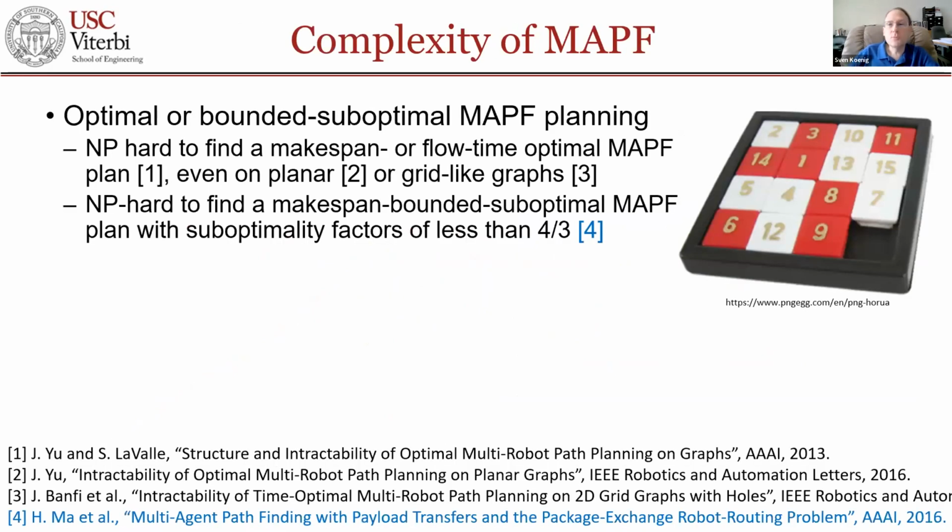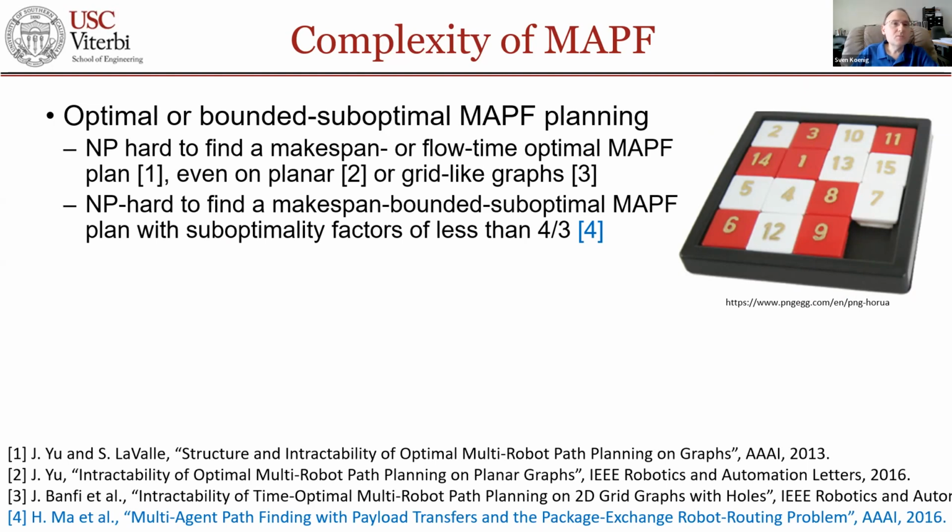Now, the first thing that we should do is look at the complexity of the problem, because that tells us something about how hard it will be to develop good algorithms for it. And here I have bad news, because we know that it's NP-hard to find makespan and flowtime optimal MAPF plans, even on planar or grid-like graphs. That's bad news. In principle, we knew this for a long time, because we in AI study these sliding tile puzzles to death. If you think about it, that's really a multi-agent pathfinding problem where the tiles correspond to the robots. And we know that finding optimal plans for these sliding tile puzzles is NP-hard.